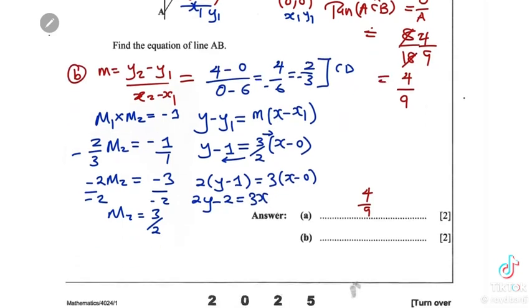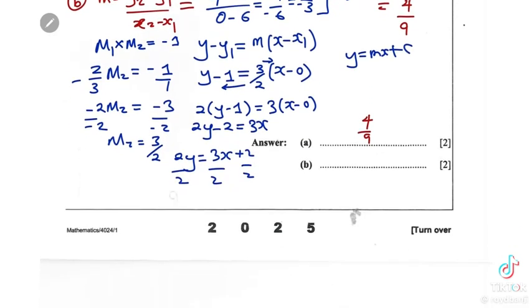So what do you do? We need to leave it in the form y is equal to mx plus c. So we take everything to the other side. So 2y is equal to 3x plus 2. So divide by 2, divide by 2, divide by 2. And we are going to have y is equal to 3 over 2 x plus 1.